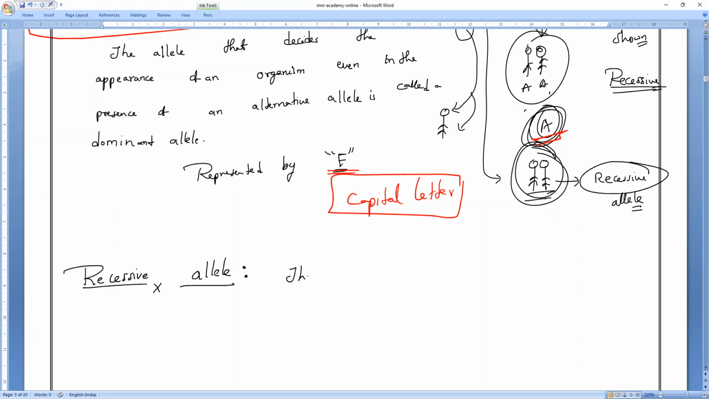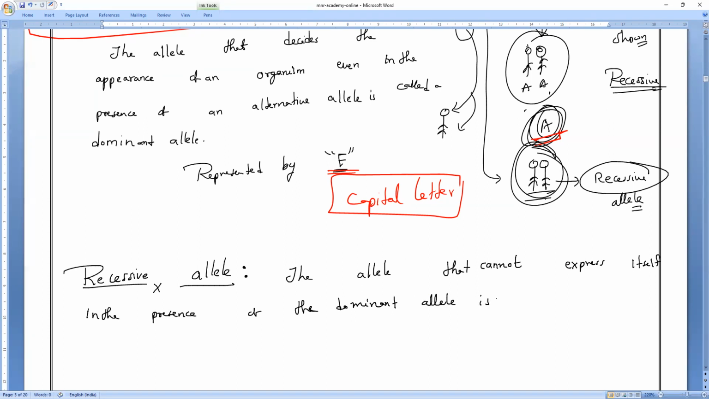Okay. So write: the allele that cannot express itself in the presence of the dominant one is called a recessive allele.